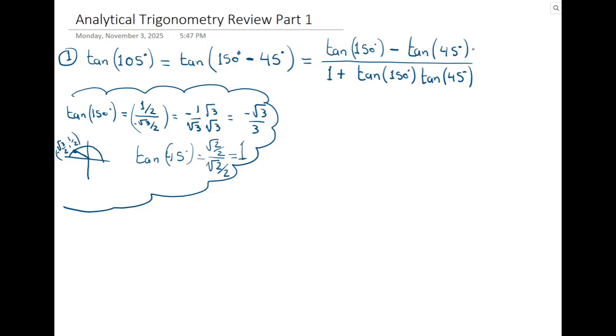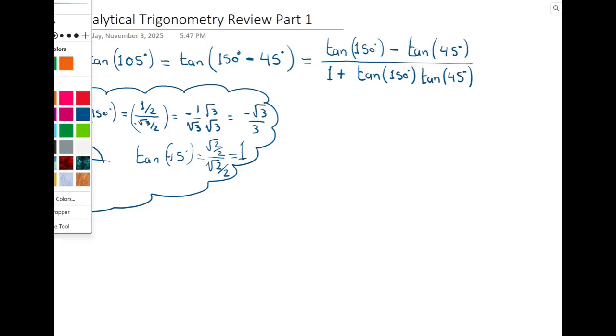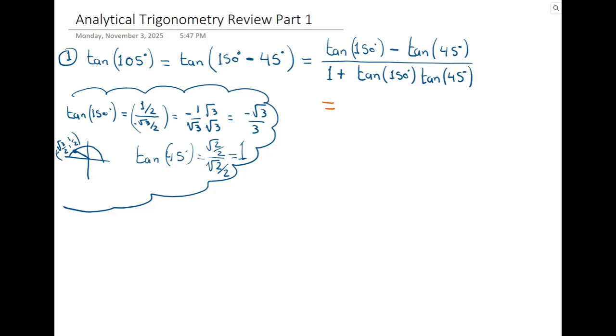All right, so let's plug in all we know. I'm going to change color a little bit so we kind of keep track of what I'm saying. So now I'm going back to my identity here. And tangent of 150, we just said, was equal to negative root 3 over 3, and then minus tangent of 45, we said was just 1, so minus 1 over 1 plus, and now I need the product of those two, so the product of negative root 3 over 3 times 1.